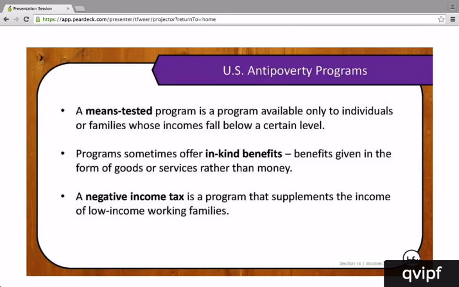There is also something called the Earned Income Tax Credit, or EITC, which works like a negative tax. If a low-income worker is earning money at a job, rather than paying taxes to the government, he or she receives a subsidy, which adds to the wages from the job.